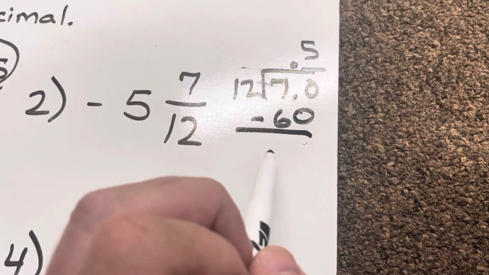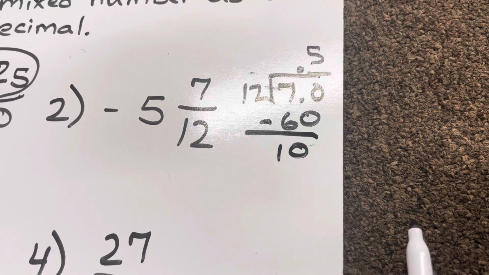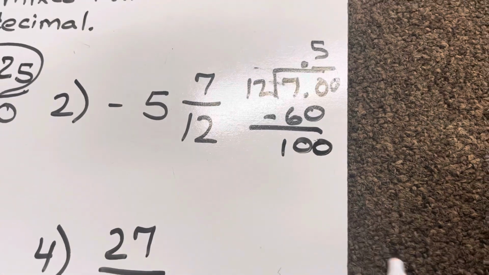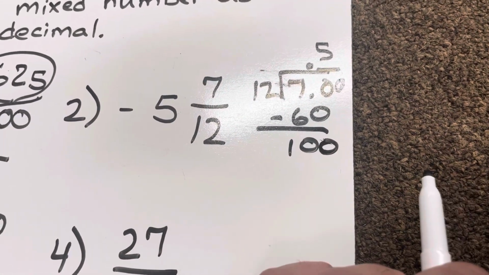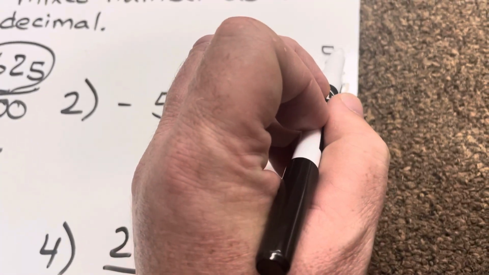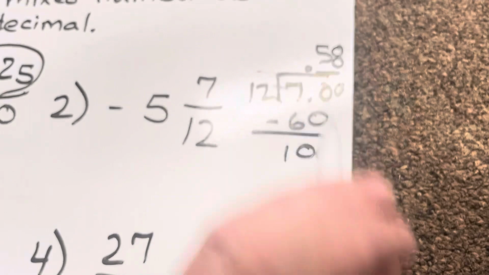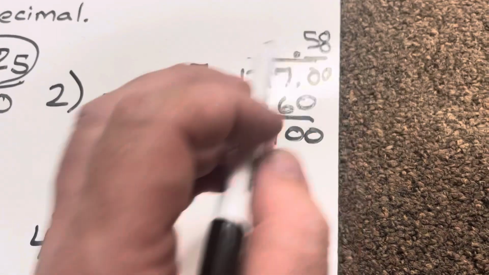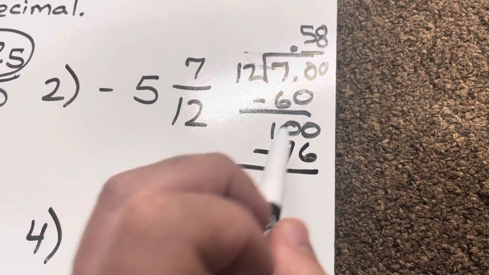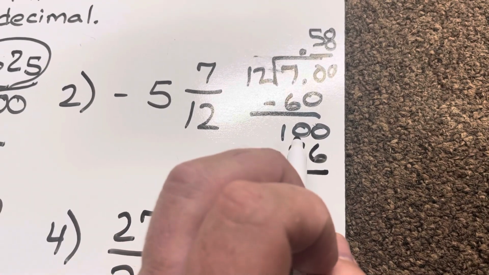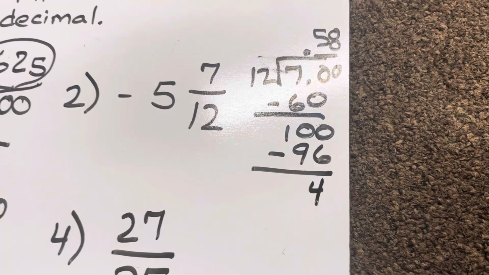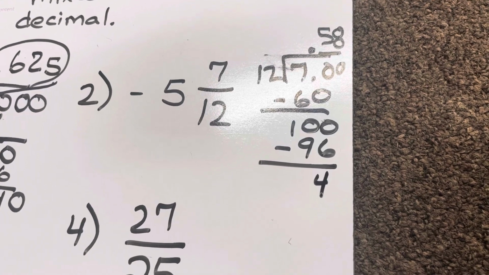Well, 70 minus 60 is 10. I add a 0, I bring it down. 12 can go into 100, I'm going to say 8 times. Okay? So we're going to put an 8 here. I'm going to run out of space, which is going to be interesting, but we'll deal with that later. 8 times 12 is 96. 100 minus 96 is 4. I end up with 4.